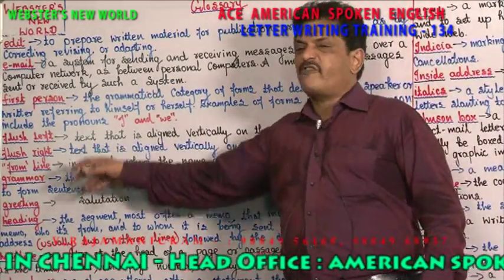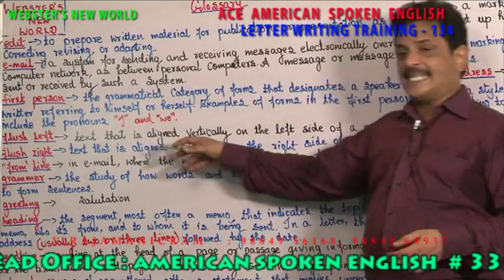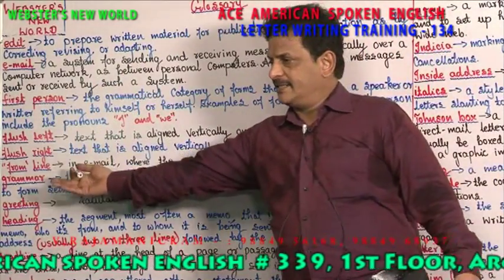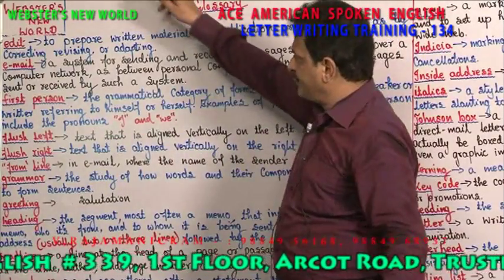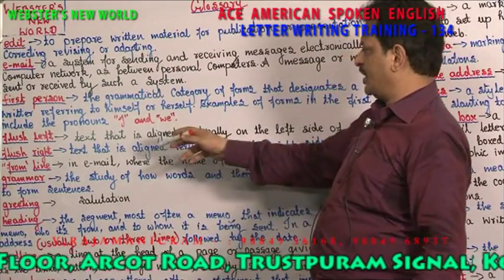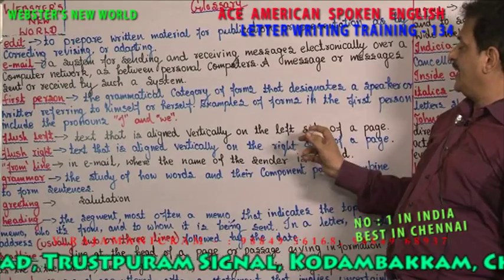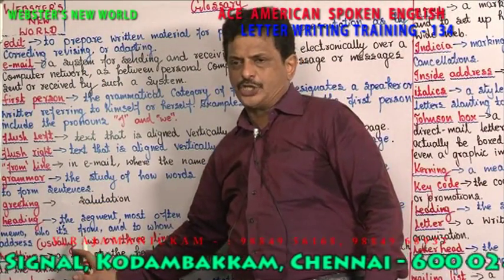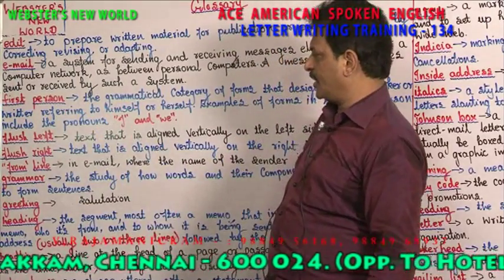What do you mean by flush left? Flush left: text that is aligned vertically to the left. See, this is the, what side is it? From my side, it is right. From your side, see, it is left, right? In the left side, whatever you write, it is called flush left. Text that is aligned vertically on the left side of a page. On the left side of a page, if you arrange text vertically, it is called flush left.